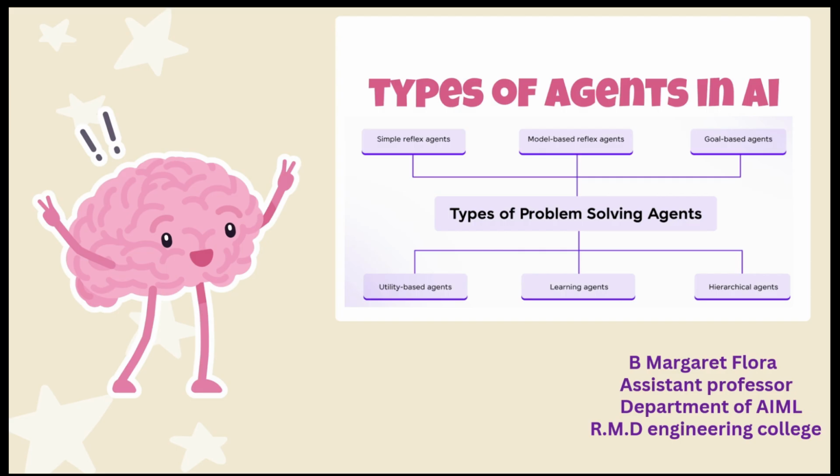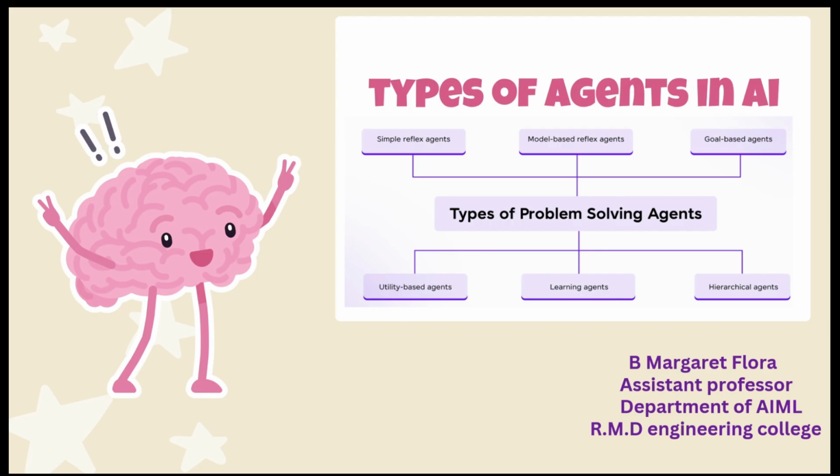Today we are going to see what the types of problem solving agent are. We already know what an agent is and what a problem solving agent is, and how to solve problems based on agents. We have different types of agents based on different applications. We can use different kinds of agents for building any machine.